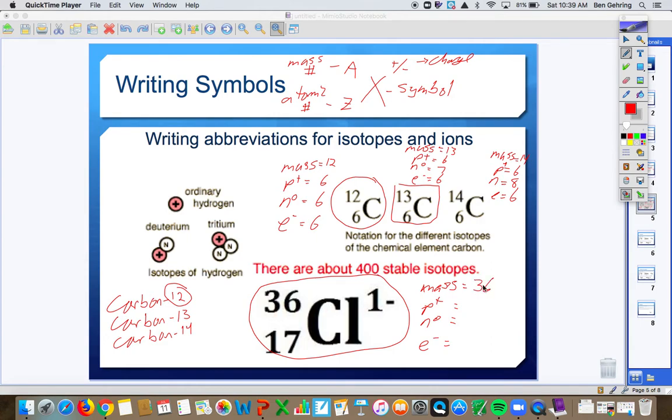So mass in this case is 36 because that's on top. Protons is 17 because that's on bottom. 36 minus 17 is 19. That's my neutrons. Because I have a -1 charge, I have to have one more electron than proton. So 17 minus 18 equals -1.